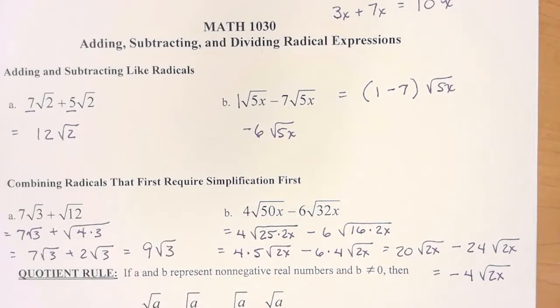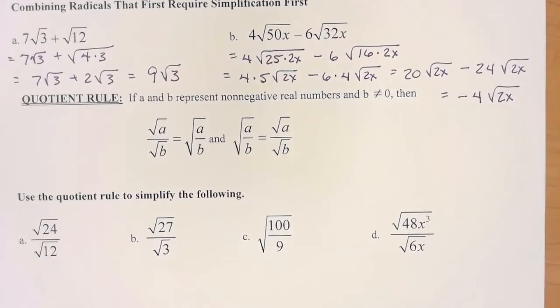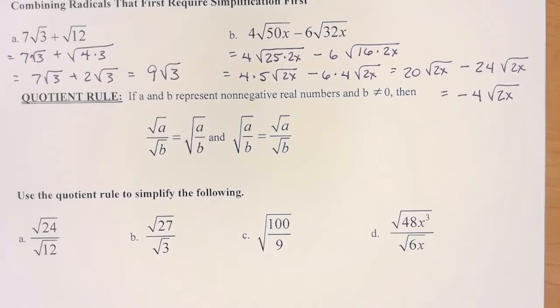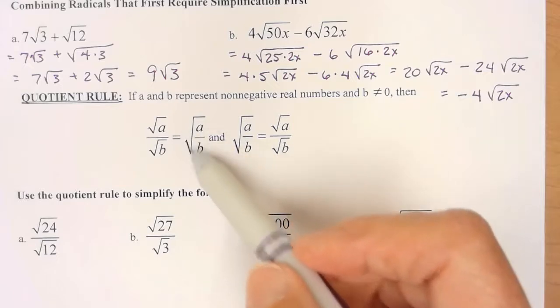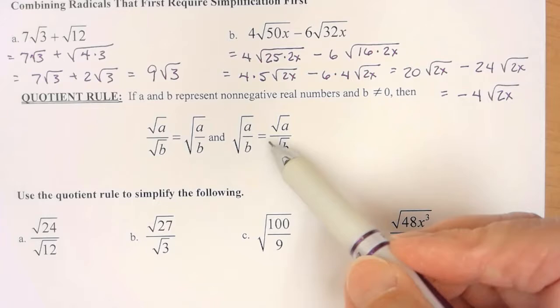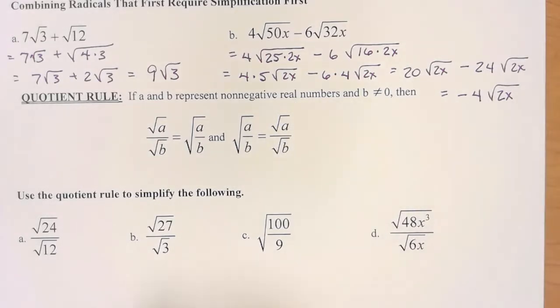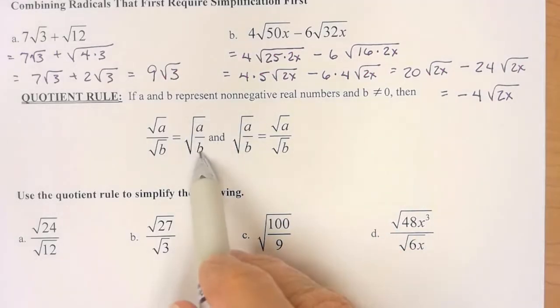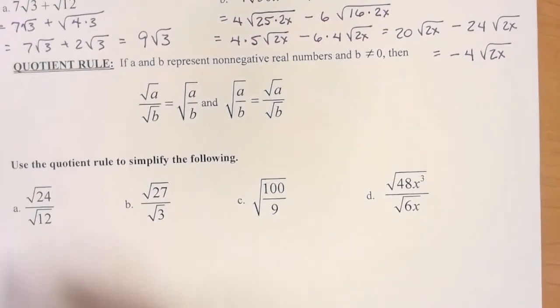So now we've got to look at dividing. My quotient rule: if A and B represent non-negative real numbers and B does not equal 0, then if I have square root of A divided by square root of B, that's the same thing as the square root of that fraction. Or if I have the square root of a fraction, then I can separate it into square root of A divided by square root of B. So sometimes it's to your advantage to go ahead and put them together and simplify the fraction and then do the square root if possible. Let's see what we've got down here.